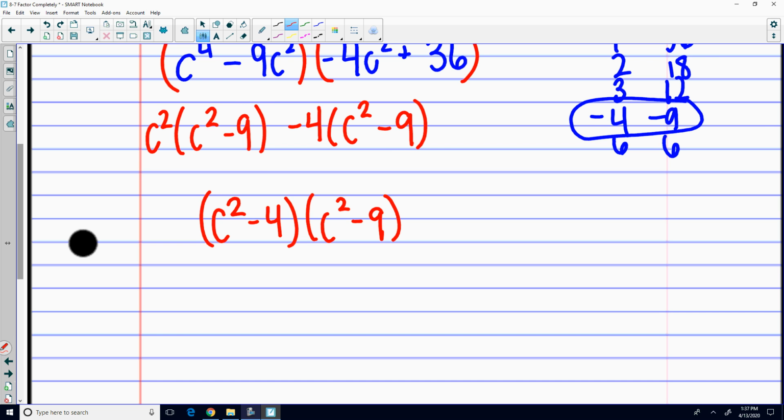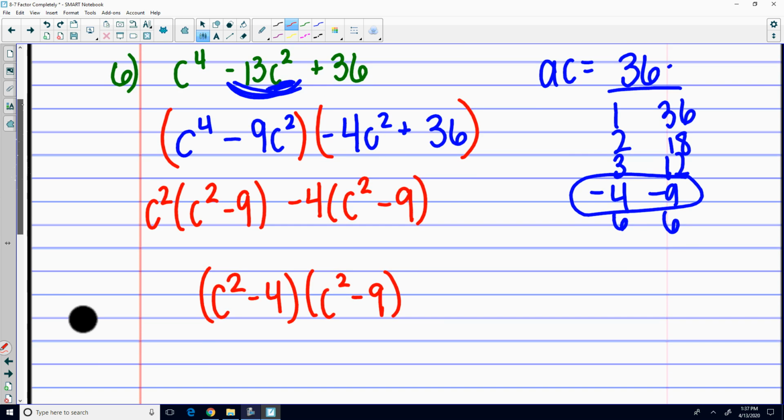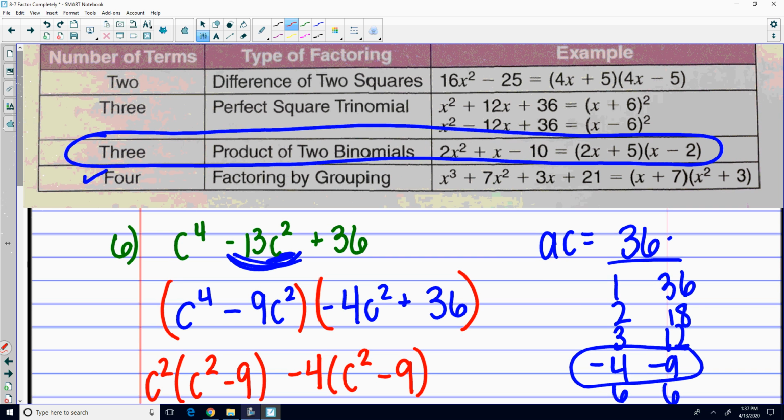I have no number to write on the outside. I didn't pull anything out. You might say you're done, but you know what I would say? Oh, I think we have farther to go. I see that c squareds are perfect squares, and 4 and 9 are perfect squares, and they're each 2 terms. So let's go back up and peek. 2 terms, the difference of 2 squares, we can break this down even farther.